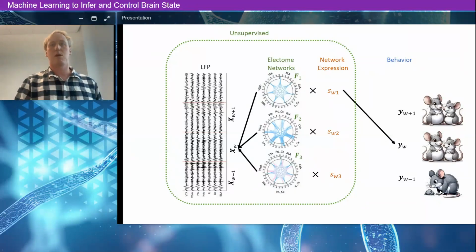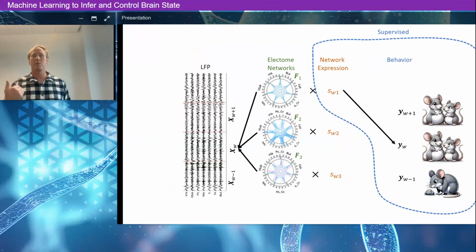But the other thing we want to be able to do is link our network expression to behavior. This matters for a couple of reasons. One is that we really want to be able to predict behavior from this network expression. So if we have some sort of behavioral label or behavioral information, we want to be able to guide the network expression towards that. But the other thing we want to be able to do is say, hey, this network expression, only at our first electome network, is related to behavior.